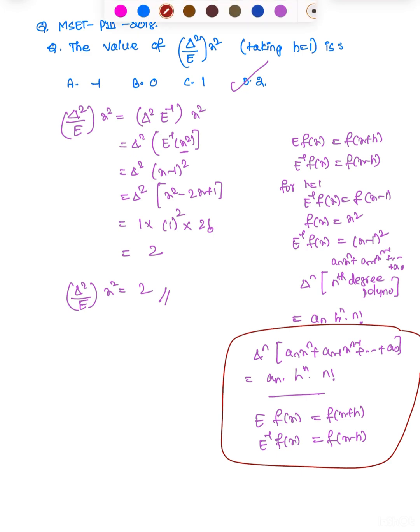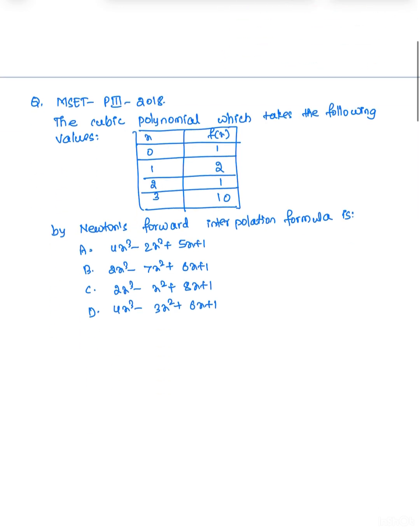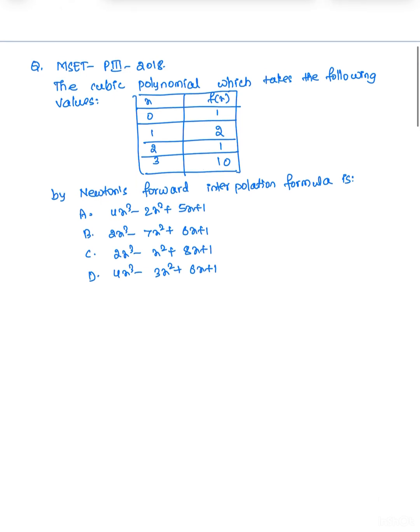We will take next question, which is also from MSET 2018. The cubic polynomial which takes the following values, some tabulated values are given, by Newton forward interpolation formula is. So they have given a set of tabulated values for x and f of x. Here f of x is y is equal to f of x. They asked the interpolation formula, means we have to find the cubic polynomial using Newton's forward interpolation formula.